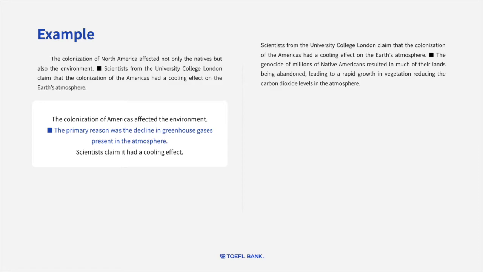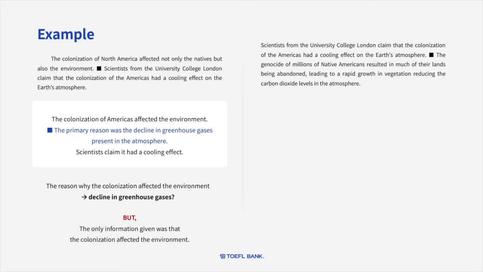The colonization of Americas affected the environment. The primary reason was the decline of greenhouse gases present in the atmosphere. Scientists claim it had a cooling effect. The primary reason why the colonization of Americas affected the environment could have been the decline in greenhouse gases, so you may think that this is the answer. But the only information given in the first sentence was that the colonization of Americas affected the environment. We can infer that the decline in greenhouse gases was a primary reason to something more specific. So let's first insert the sentence in the next squares and then come back if there is an inadequate spot.